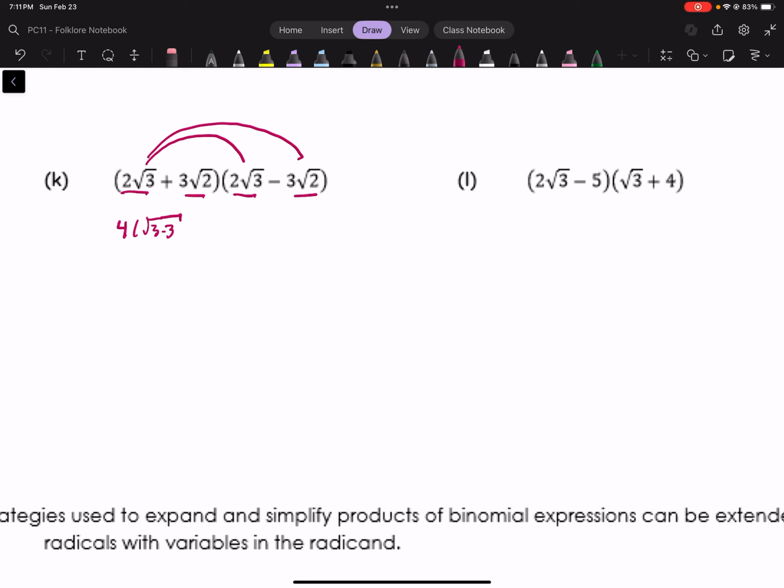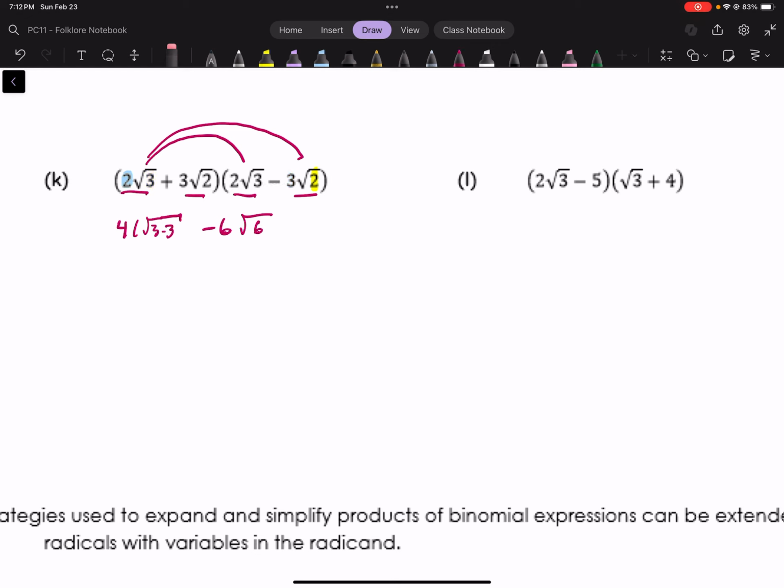Now I'm going to go on to this next multiplication: 2 root 3 times negative 3 root 3. So I'm going to multiply the coefficients. My coefficients here are 2 and negative 3. I'm going to multiply that, so that creates a coefficient of negative 6. I'm going to multiply my radicands, 3 and 2, and that creates a radicand of 6. So that's it for my red multiplications.